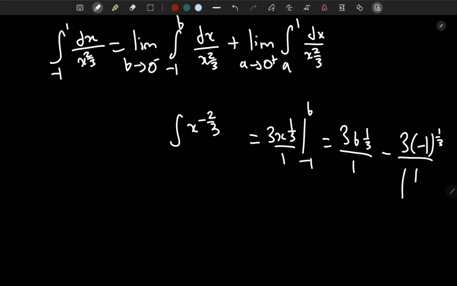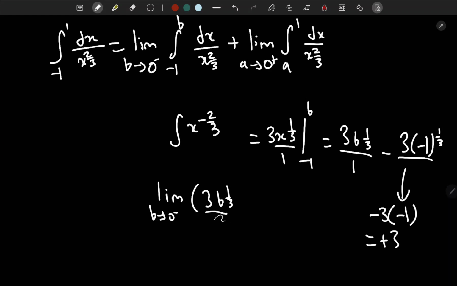And we can simplify this part over here. So negative 1 to the power of 1 over 3 is negative 1. Anything, 1 to the power of anything is still 1, or negative 1. So here we have minus 3 multiplied by negative 1, and this is equal to plus 3. So now we are left with the limit. I'm going to take the limit over here: limit b approaching 0 minus of 3 b to the 1 over 3.